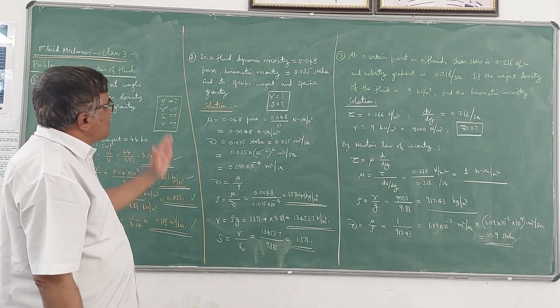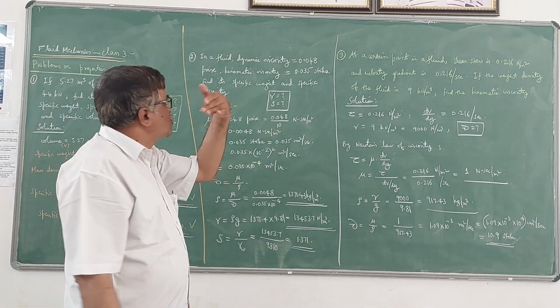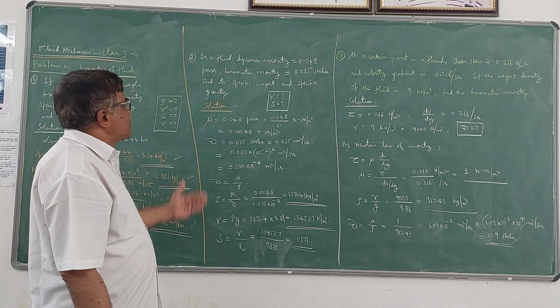In a fluid, dynamic viscosity is 0.048 poise, kinematic viscosity is 0.035 Stoke. Find its specific weight and specific gravity.